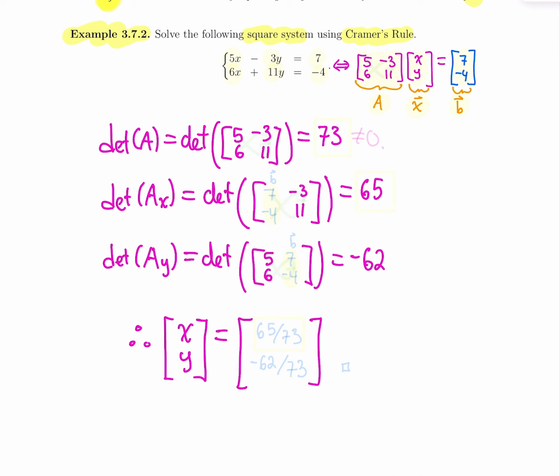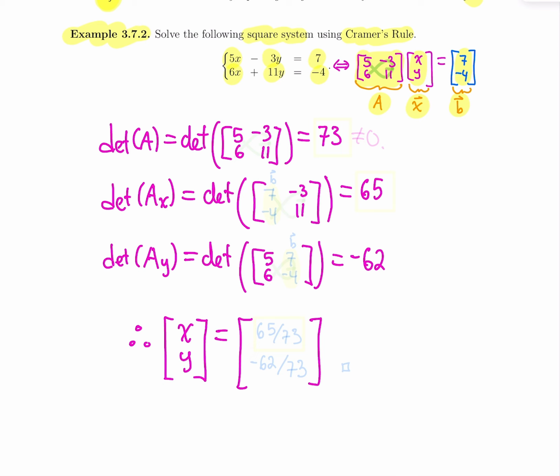Anyway, here's my 2 by 2 system, and the matrix A is given by 5, minus 3, 6, 11. So that's my nice matrix A, my column of variables x, y, and then my B, my augmented vector, 7, minus 4. So that's my system in matrix form. The first thing I do is to compute the determinant of A, just making sure there's a unique solution here. So I draw my little fish.